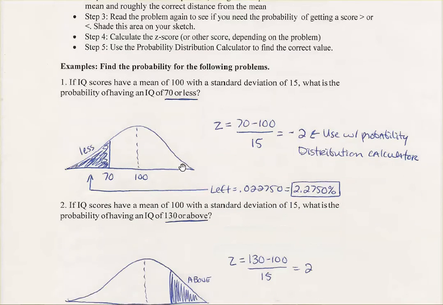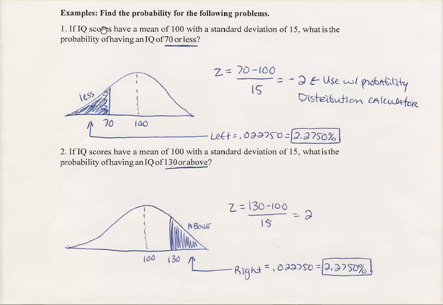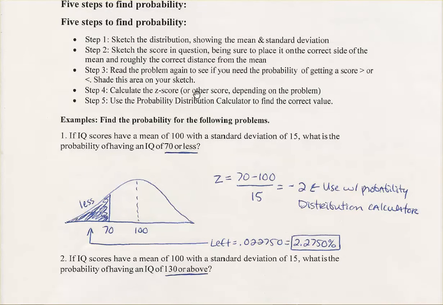So let's do this. For example, find the probability for the following problems. If the IQ scores have a mean of 100 with a standard deviation of 15, what is the probability of having an IQ of 70 or less? So remember our steps: sketch the distribution showing the mean and standard deviation. I sketched this out and put our mean of 100 in, and I didn't show the standard deviation, but you could. In all actuality, I would just include the mean for this one.